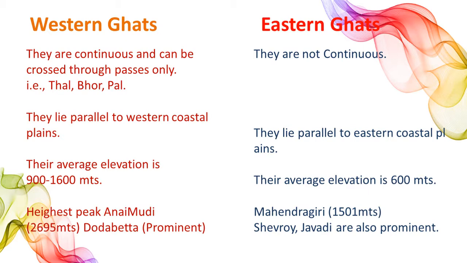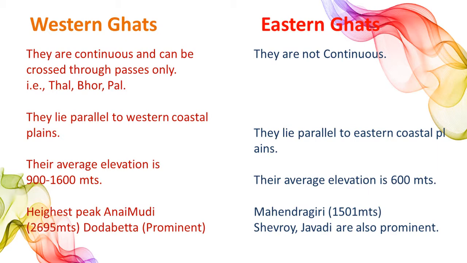And here comes the highest peak in the Western Ghats, Annaimudi. What's the name children? Annaimudi. It is 2695 meters high. The next to it is Dodabeta. It is 2637 meters high. The highest peak in Western Ghats is Annaimudi and its height is 2695 meters.